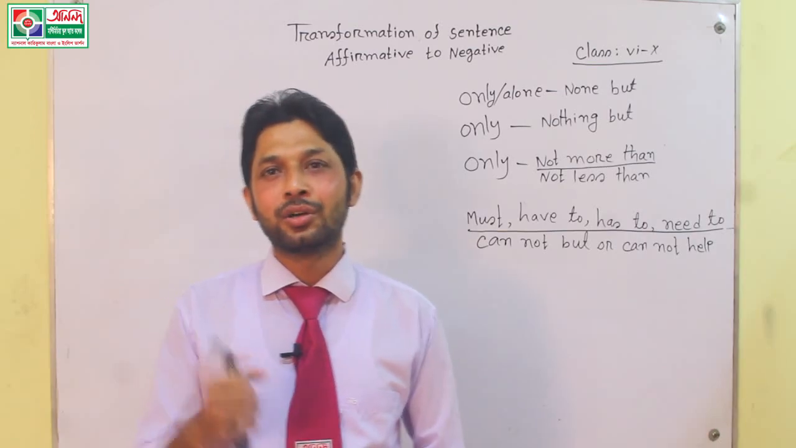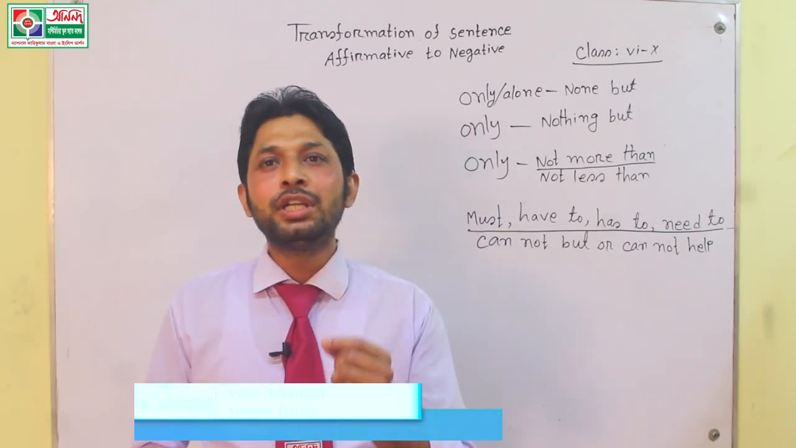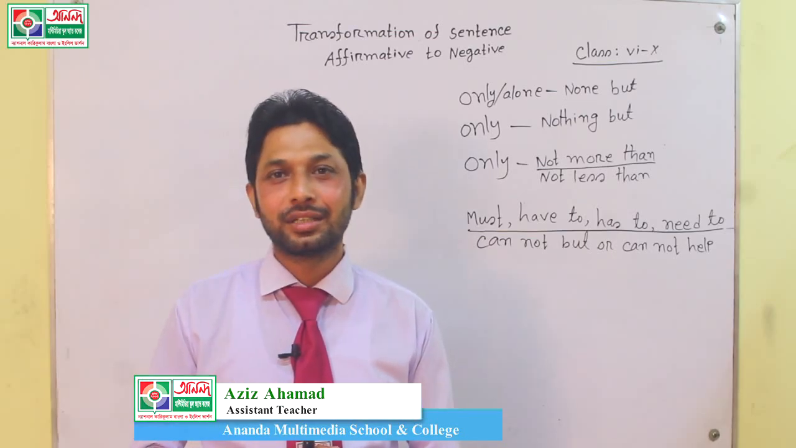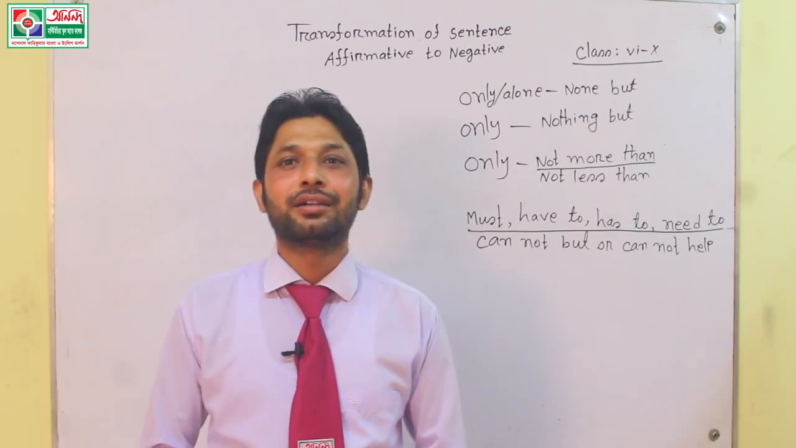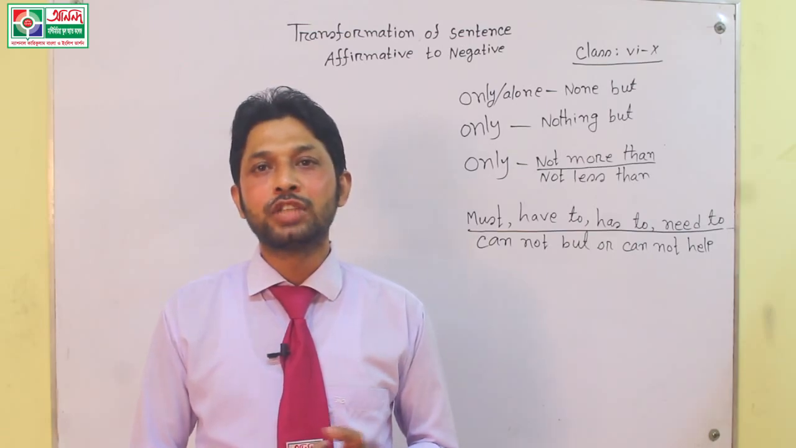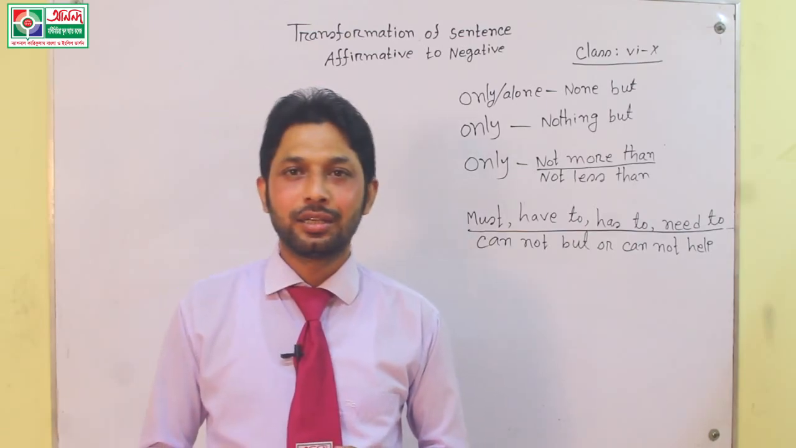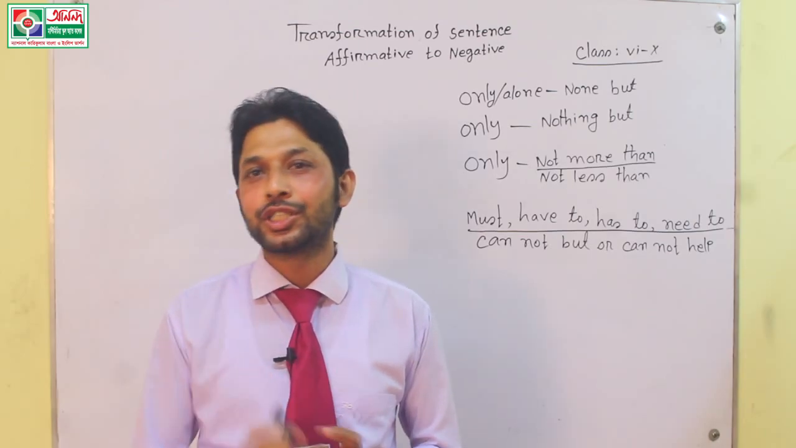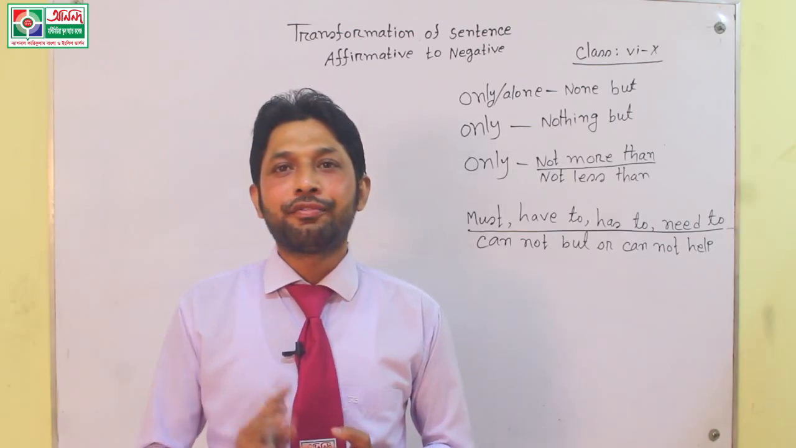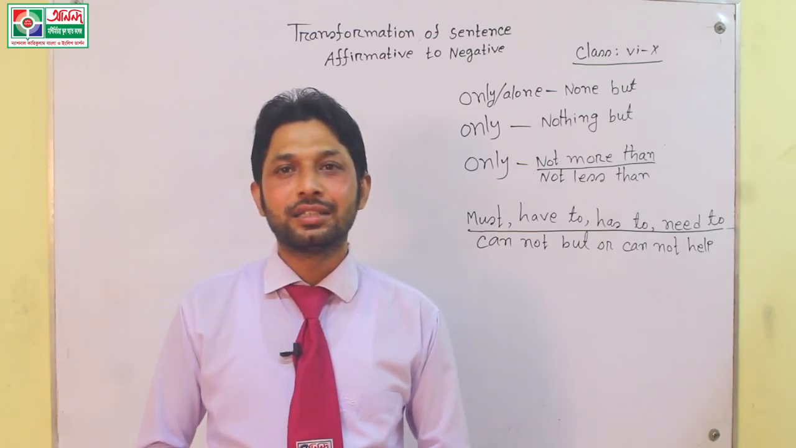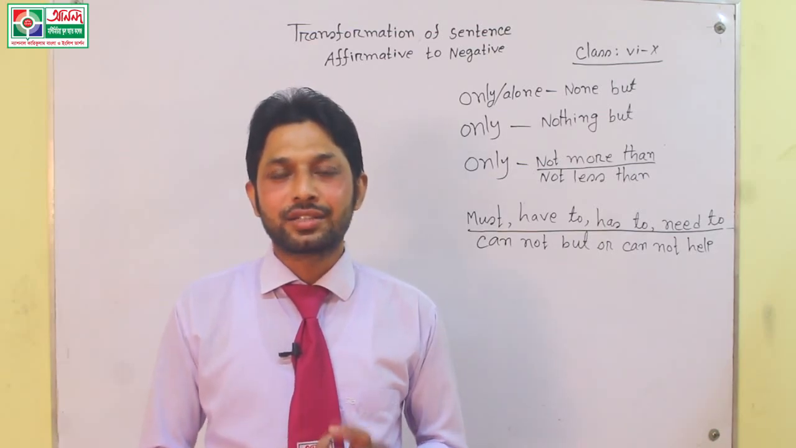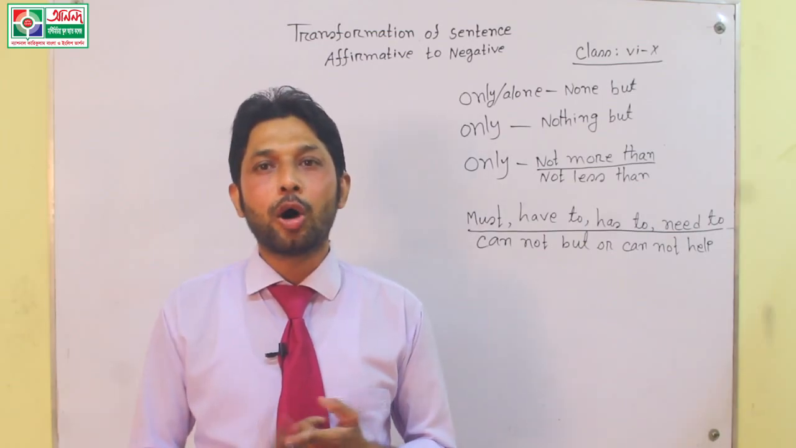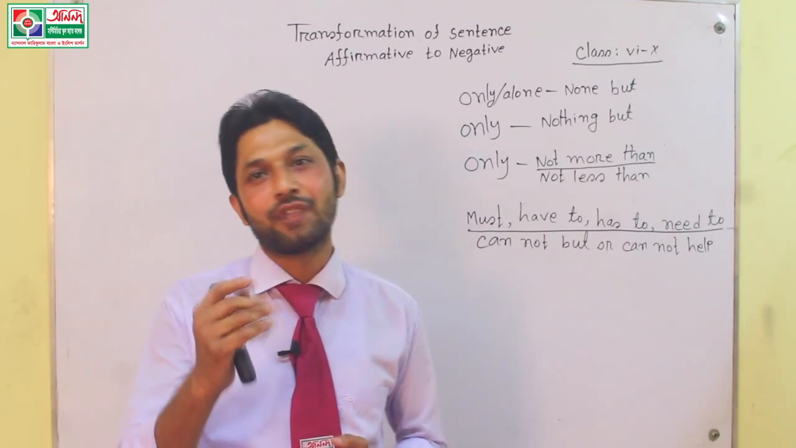Okay, let's know types of sentence. According to the structure, there are three types of sentence. What are they? They are simple, compound and complex. Besides, according to the meaning or function, there are 5 types of sentence, such as assertive sentence, interrogative sentence, imperative sentence, optative sentence and exclamatory sentence.